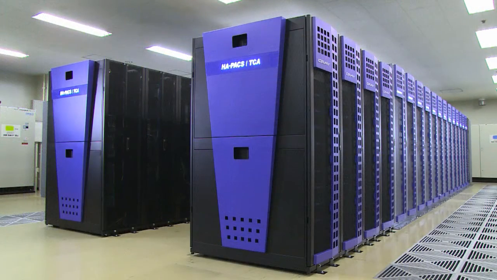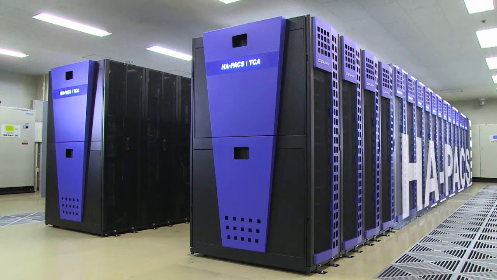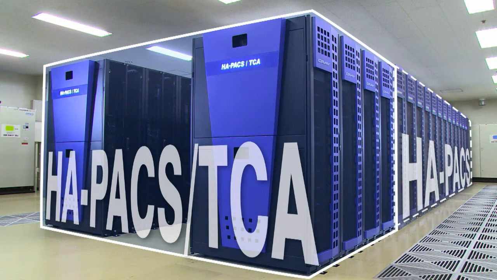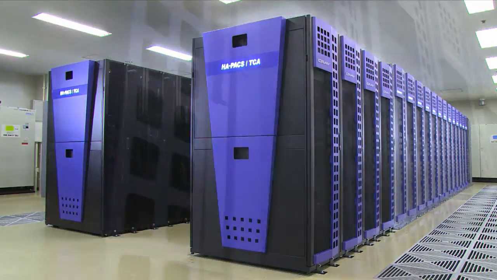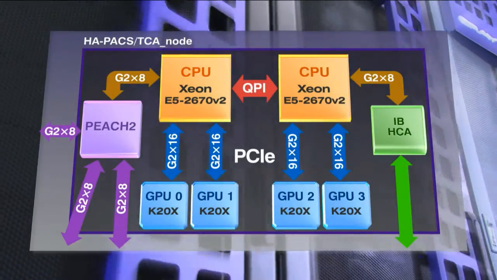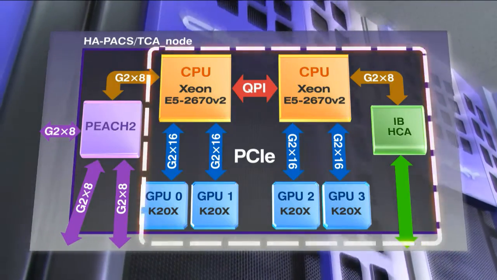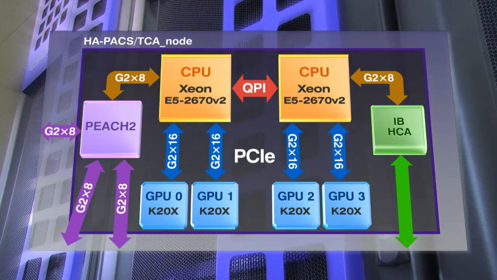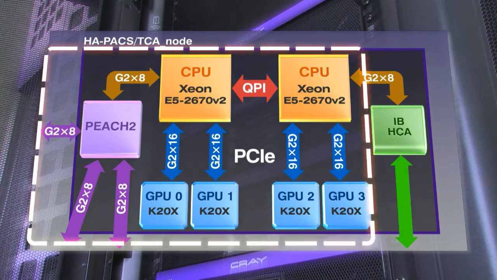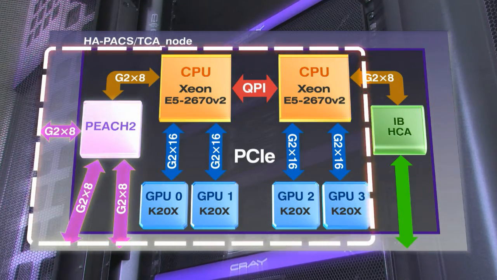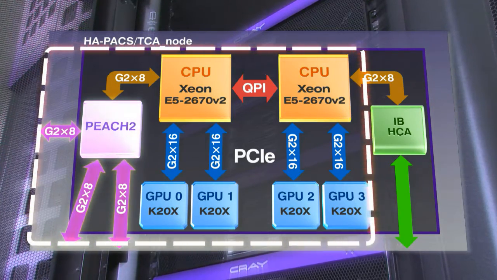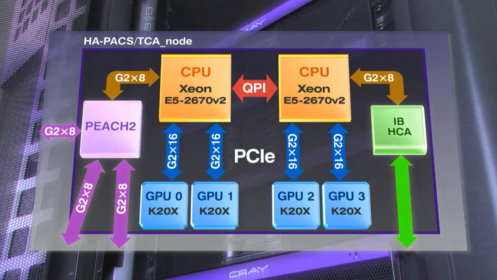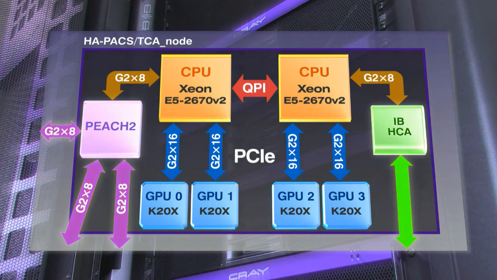PACS TCA is installed as an extended part of the original PACS base cluster, which has been running from February 2012 at CCS. While InfiniBand is the only interconnection network in the base cluster, the extended PACS TCA introduces PCI Express external links to connect Peach2 on different nodes for the TCA architecture. Traditional InfiniBand is still used, and we can fairly compare the performance of these network systems on this machine.